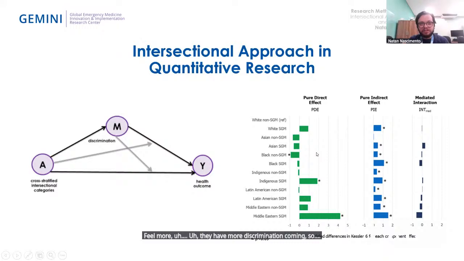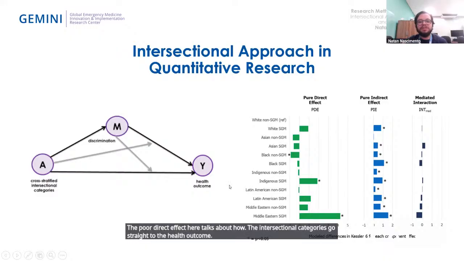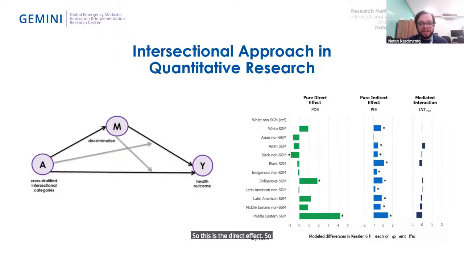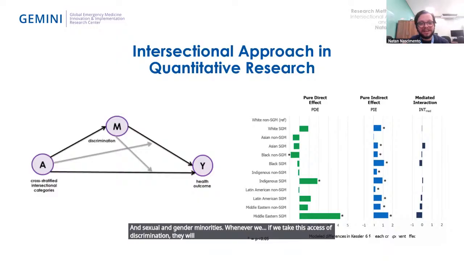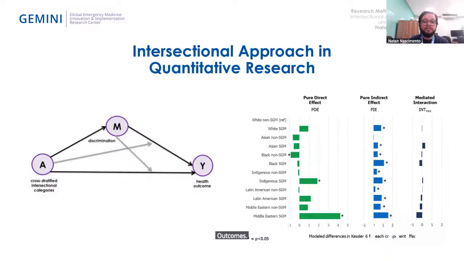The pure direct effect here talks about how the intersectional categories go straight to the health outcome. So this is the direct effect. So being Indigenous and sexual and gender minorities, even if we take out this excess of discrimination, they will still have poor outcomes. They will be more anxious, they will be more depressed just because they're Indigenous, sexual and gender minority. If we compare all of them, creating this discrimination baseline on white non-sexual and gender minorities, they have increased psychological distress. The same goes for Middle Eastern sexual and gender minorities.